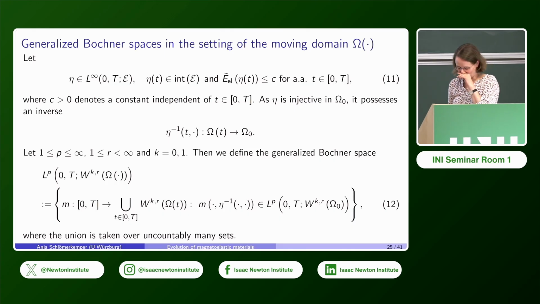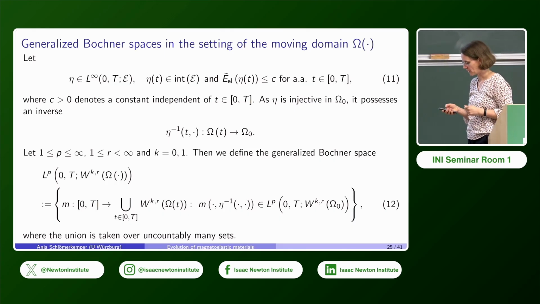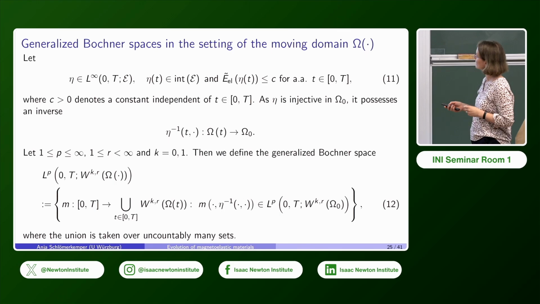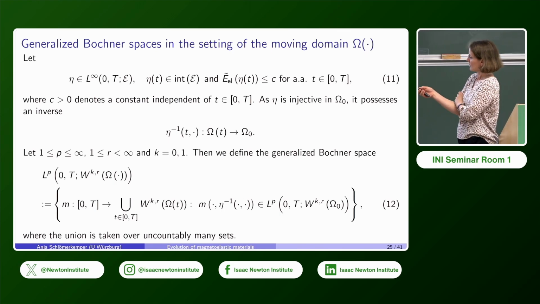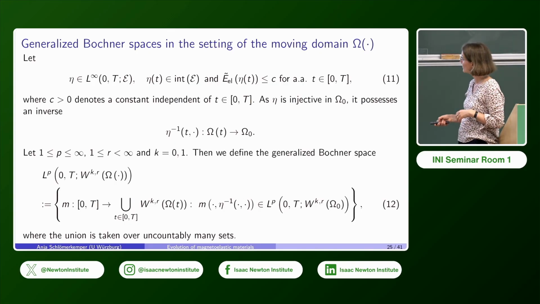So let me now say what these more generalized Bochner spaces are. What do we understand by this? I would like to define this kind of space here, a space L^p, depending on time, with values in W^{k,r}, so some Sobolev type function depending on a deformable domain.